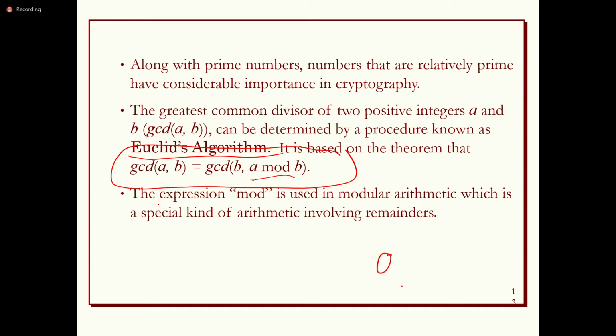Okay, and the GCD of some number A and 0 gives the result A. GCD of A comma 0 is A.